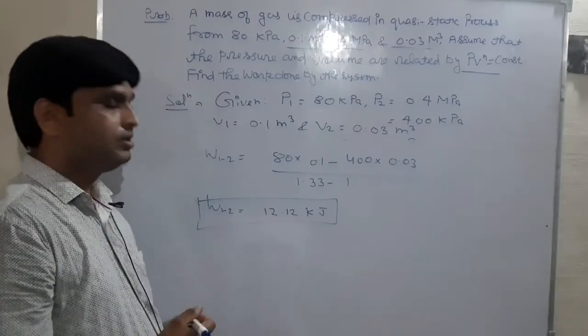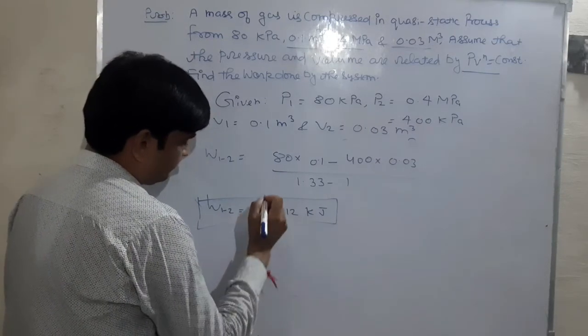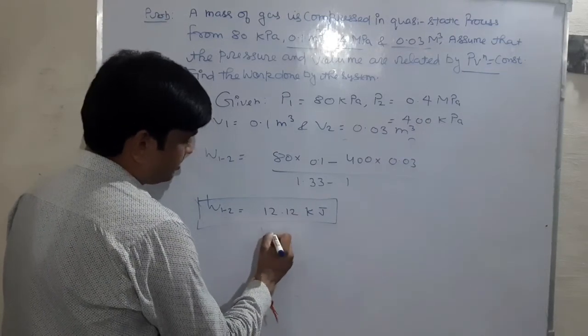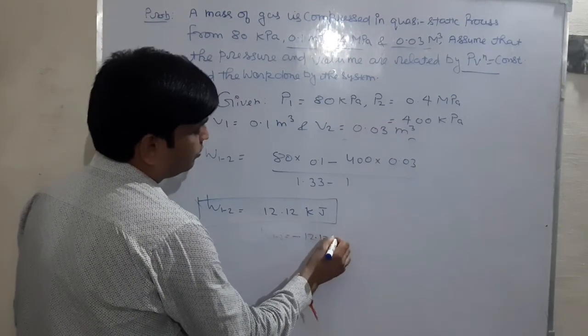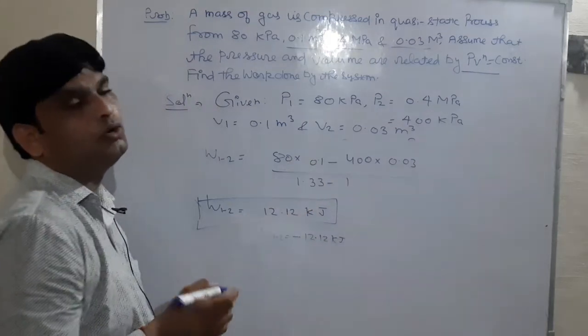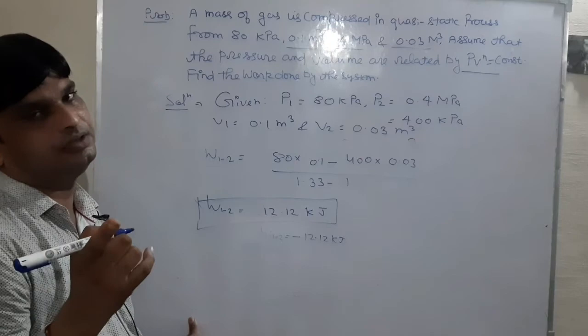After calculation the value of work done is negative, that is W1-2 equal to minus 12.12 kilojoule. The value of work done is negative, it means the work is done on the system. Okay.